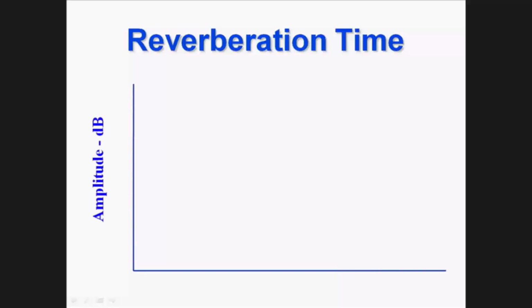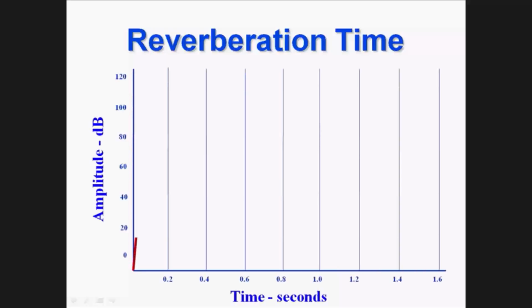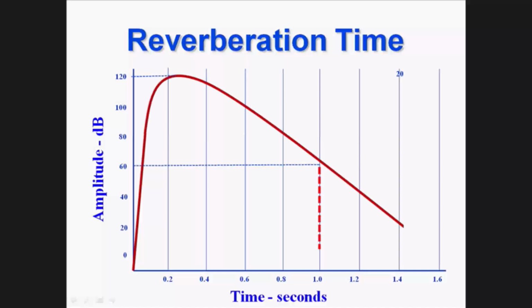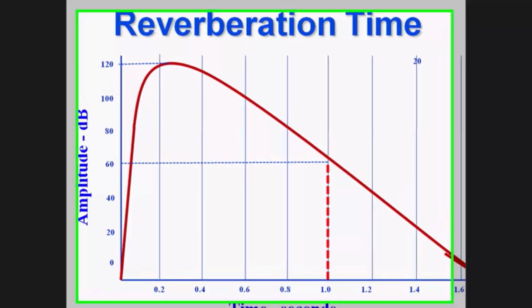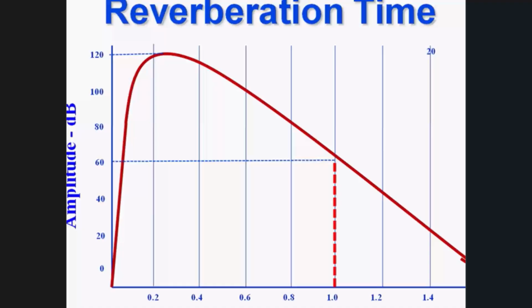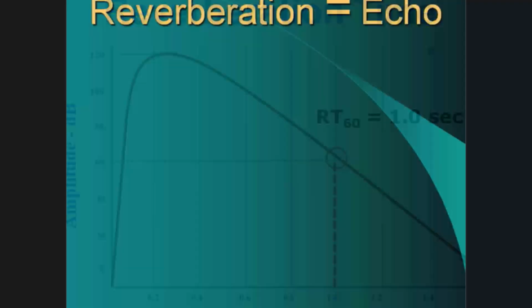Let's look at a picture of this. Reverberation is usually measured using a sharp, loud sound, like the sound of a starter pistol. After the initial sound, the reverberant sound continues until it eventually fades away. So the amount of time it takes for the initial intensity to drop by 60 decibels is our reverberation time, RT sub 60. In the example, we see that it took about 1 second for the sound to drop off 60 decibels.